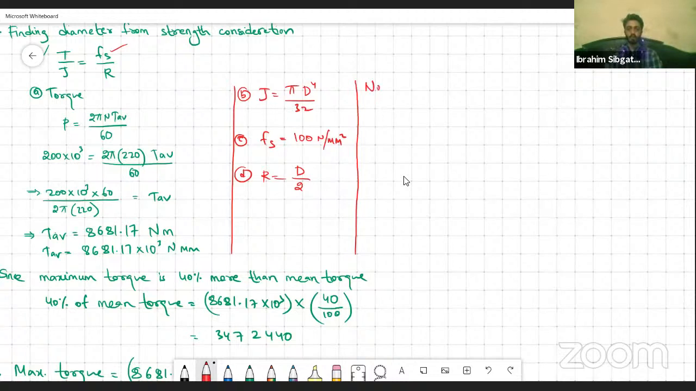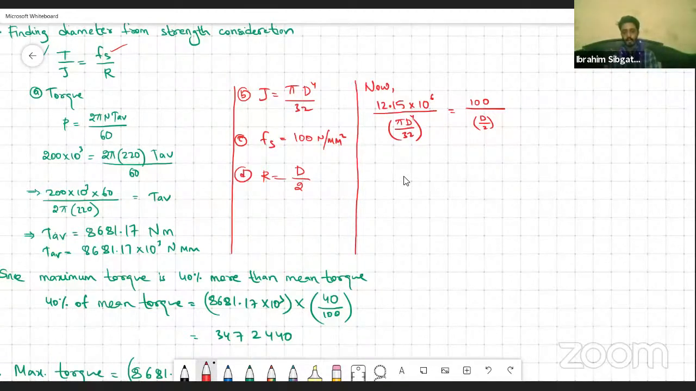Okay, so now what is T? T is 12.15 into 10 power 6 divided by J. J is pi d power 4 by 32 equals to Fs. Fs is 100 divided by d by 2. Okay, now either I can just directly cross multiply them on the other sides, but I'm not going to do that. I just want to make it more clear and simple to you all.